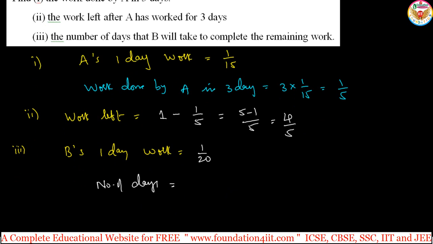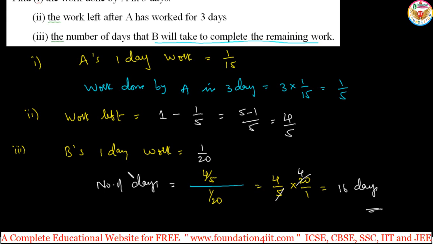They're asking the number of days that B will take to complete the remaining work. So the remaining work should be written first, the remaining work is in the numerator. So remaining work is 4 by 5 divided by B's 1 day capacity, which is 1 by 20. You get the number of days. So 4 by 5 into 20 by 1, the reciprocal. You can simplify this: 5 ones are 5, 4 fours are 16. So the remaining work can be done by B in 16 days.